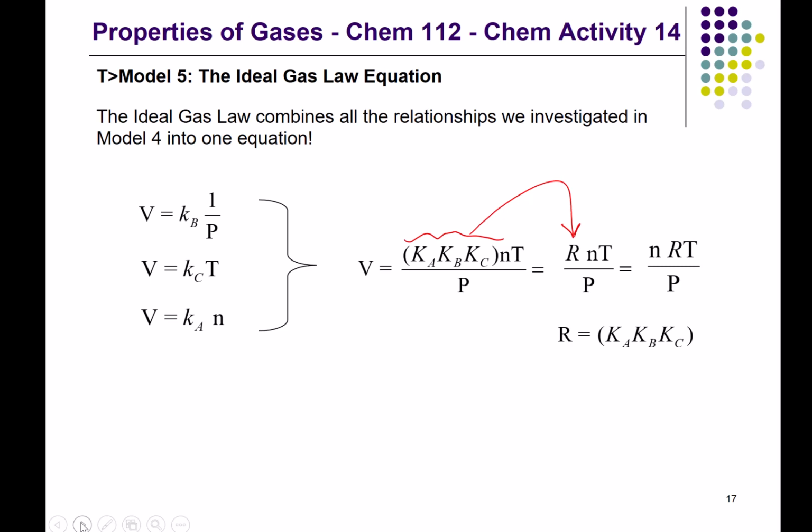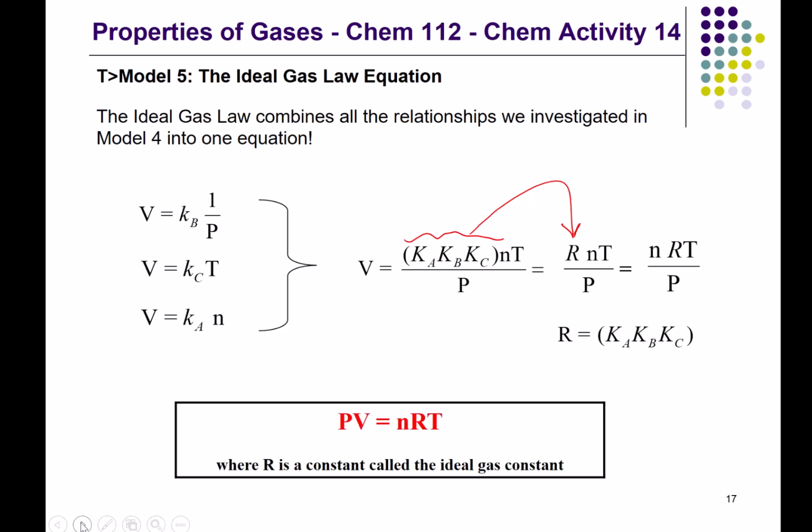Now typically the ideal gas law equation is shown like this: PV is equal to nRT. You will find this equation on your formula sheet. And of course the R is referred to as the ideal gas law constant. So all of the relationships that we've been talking about are built into this equation.